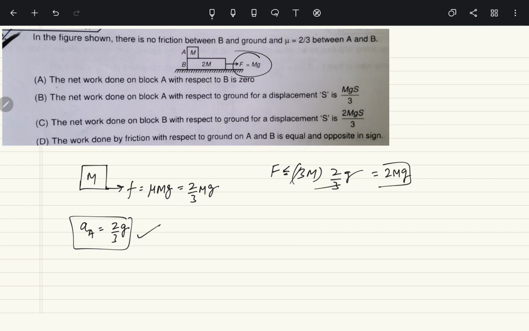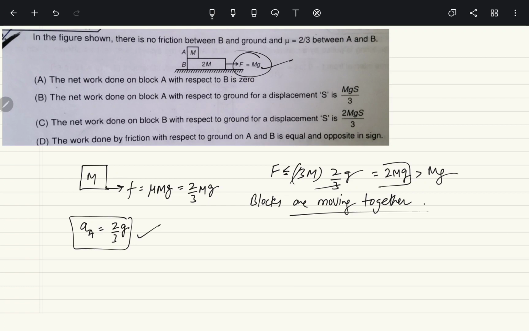Now up to this force they will move together, but the force acting is mg, so that's why they are moving together. So here we can conclude one thing: this maximum force is greater than the applied force, so the blocks are moving together.